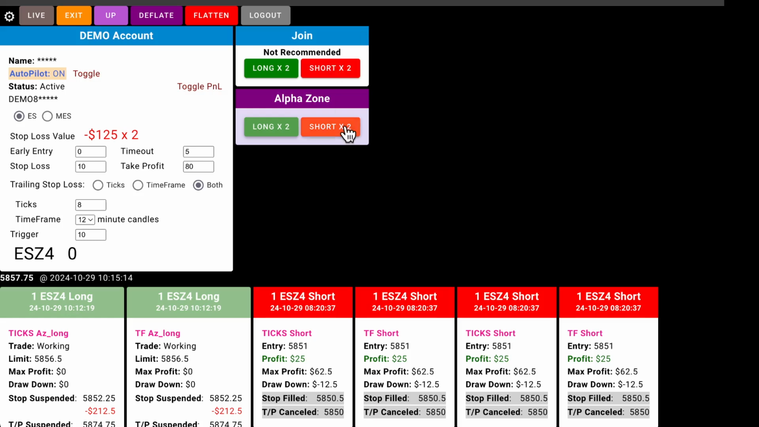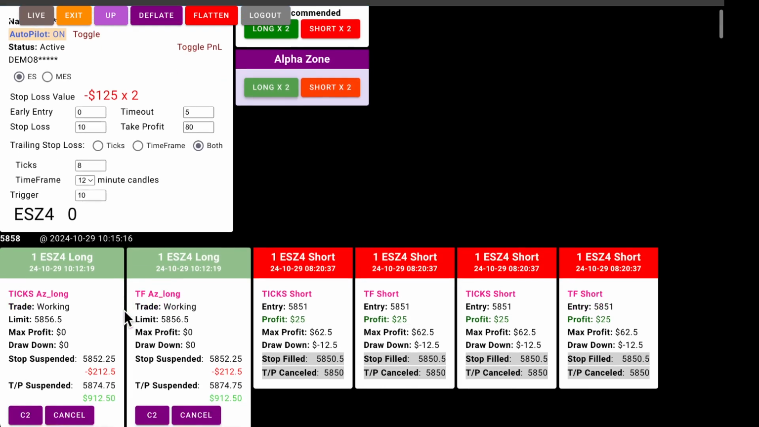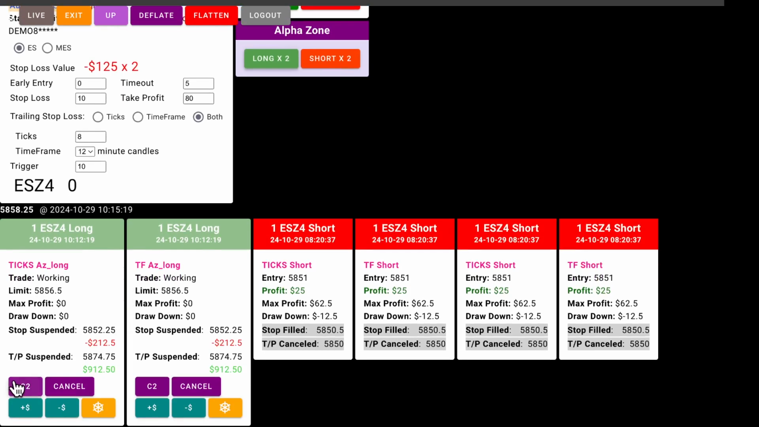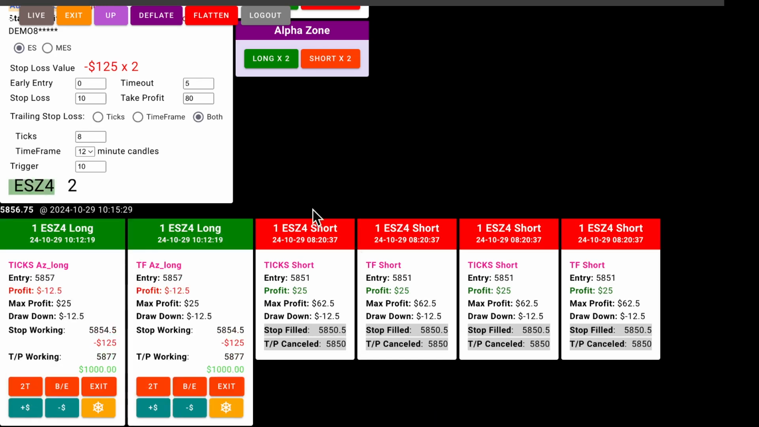So let's go back here. You can see we're not filled yet. So you can go and chase the move by pressing the C2 once. So you're trying to go long at the alpha zone. When you press the C2 button, okay, we just got filled there. So that says now I want to be 2 ticks above the alpha zone. Okay, so now we got filled, and you can see that it changed completely.